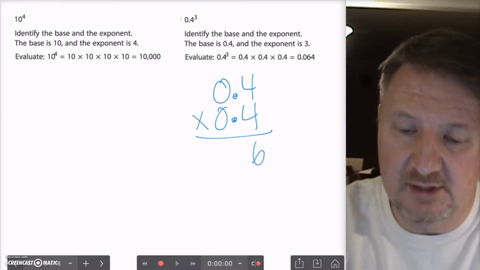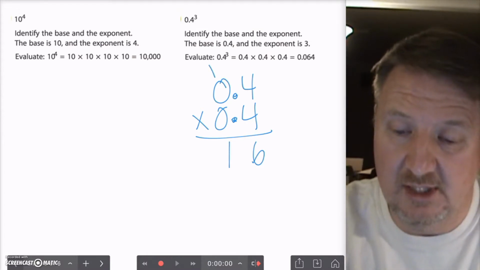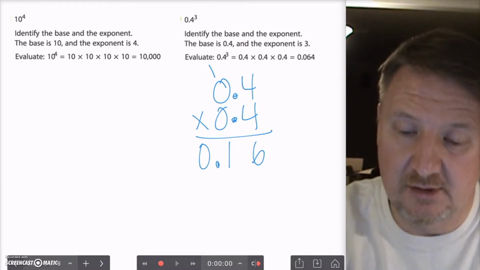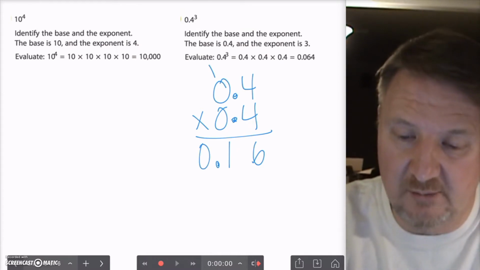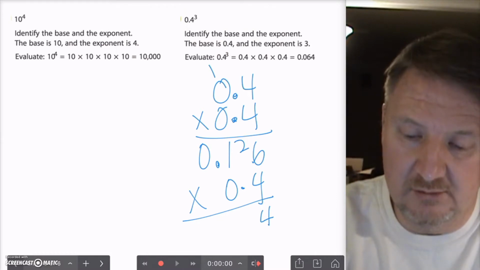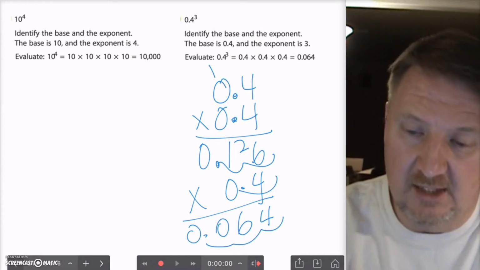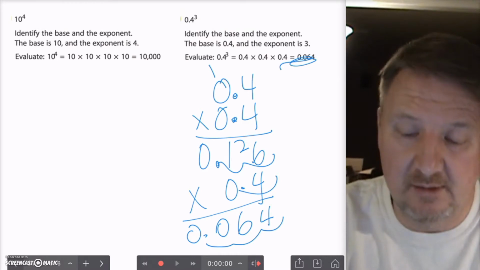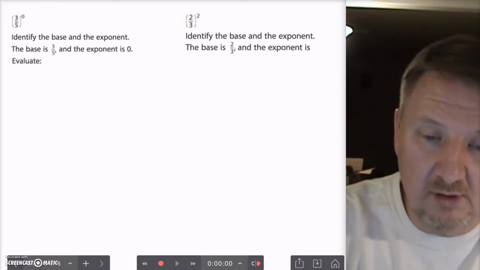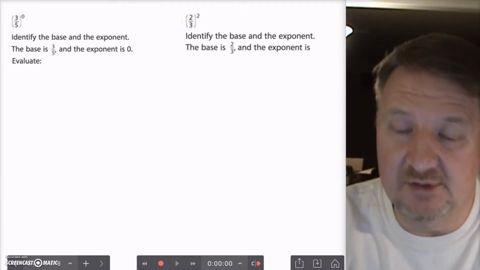4 times 4 is 16, carry the 1. 4 times 0 is 0, plus 1 is 6. And I have 2 decimal places. So that's 2 of the 4s. I have to multiply it times 1 more 0.4. 4 times 6 is 24. 4 plus 2 is 6. And I'm going to have 1, 2, 3 decimal places. So I add a 0, add a decimal, and that's what they have up there. Remember, it means to multiply the base the number of times the exponent is.